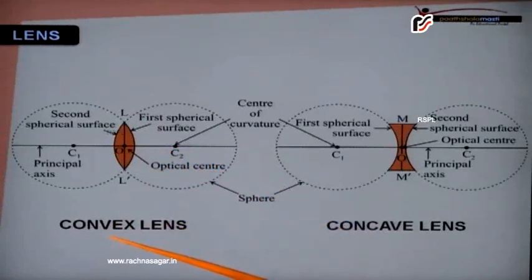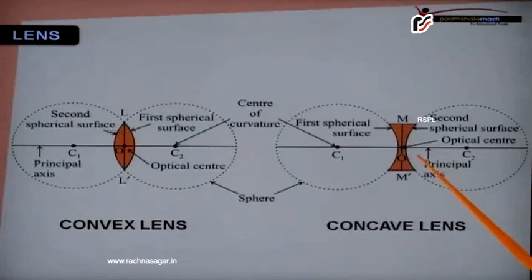That's why it's known as convex lens, or convergent lens. Next is the concave lens. Here is a concave lens. M dash is known as the aperture of the concave lens. This is the part responsible for the refraction. O is the optical center of the concave lens, and this line is the principal axis.